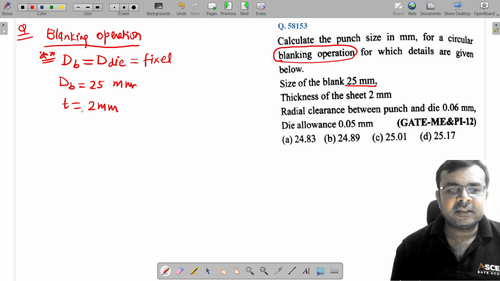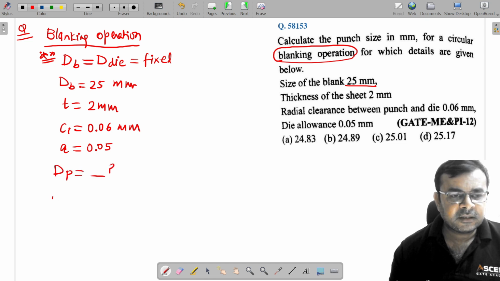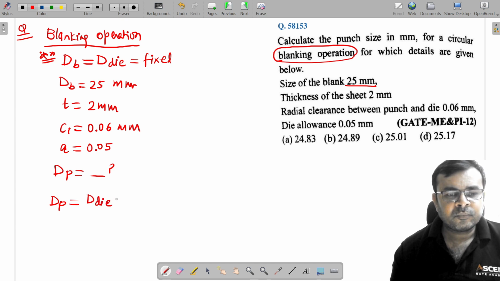The radial clearance between the punch and the die, let's say this is C1, is 0.06 millimeter. And the die allowance, that is A, is given here, that is 0.05. So we need to find out the punch size, the diameter of the punch. Remember, the diameter of the punch is the diameter of the die minus 2C1 minus A, that is clearance and die allowance.